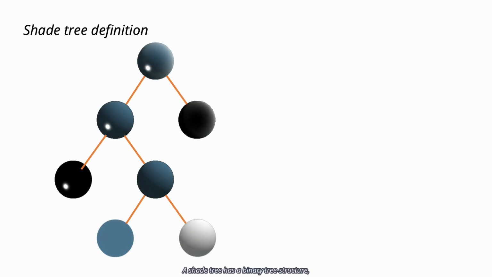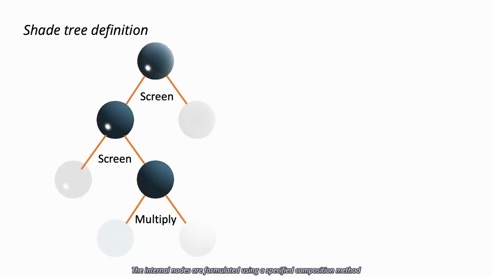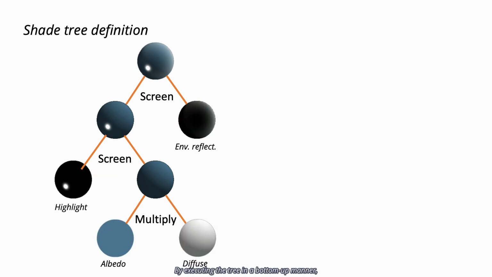A shade tree has a binary tree structure, where the leaf nodes of the tree are all basic nodes that cannot be further decomposed. These include specular highlights, environment reflection, albedo, and diffuse shading. The internal nodes are formulated using a specified composition method that takes both child nodes as input, like the multiply and screen operation. By executing the tree in a bottom-up manner, we can produce complex layered visual effects.